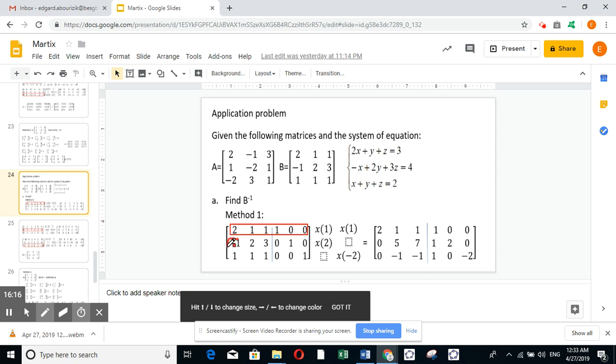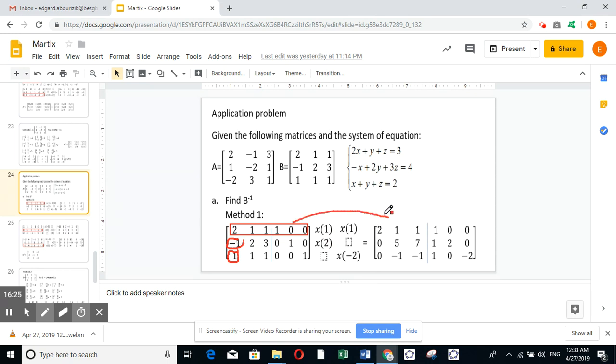So here I must get a 0 because here I have 0, here 0. So 2 and minus 1, I multiply down by 2 and up by 1. So I write the first one. So here minus 2 plus 2, 0. 4 plus 1 is 5. 6 plus 1 is 7. 0 plus 1 is 1. 2 plus 0 is 2. 0 and 0, 0.